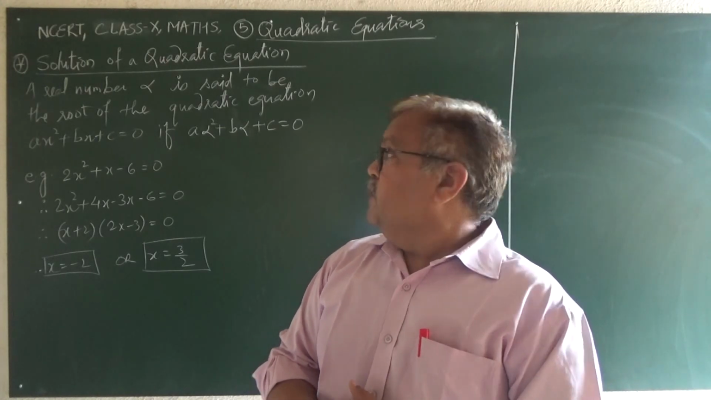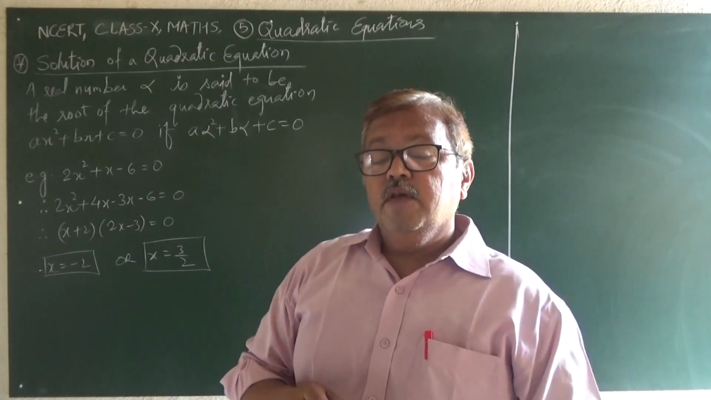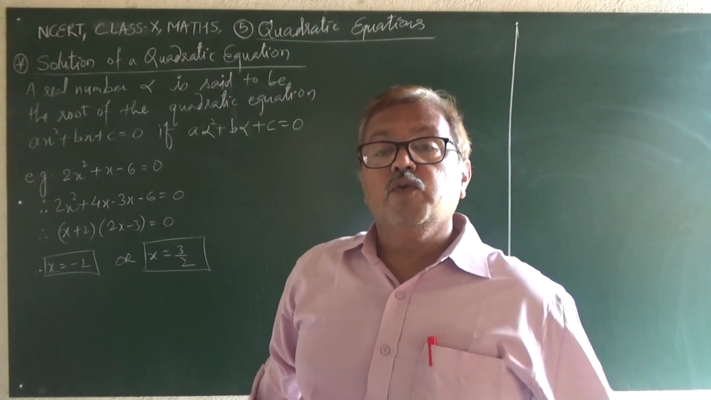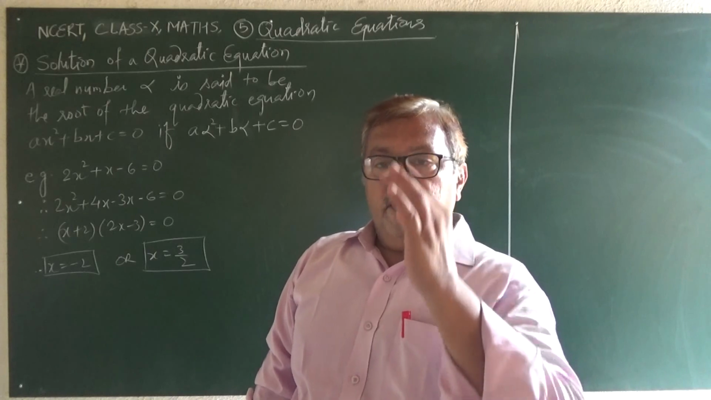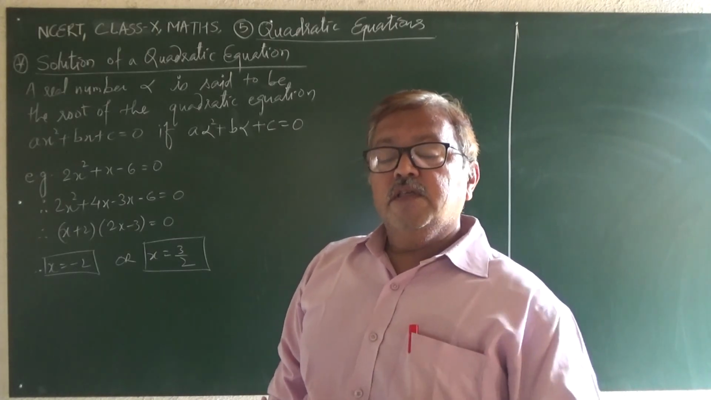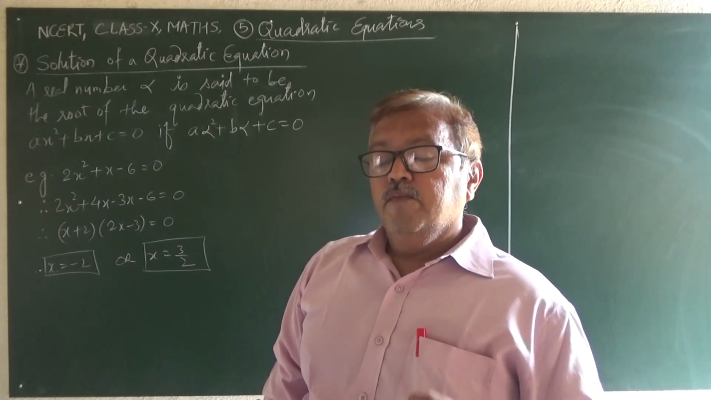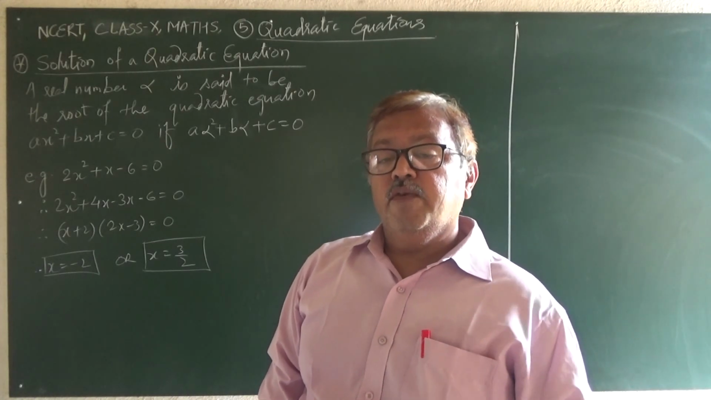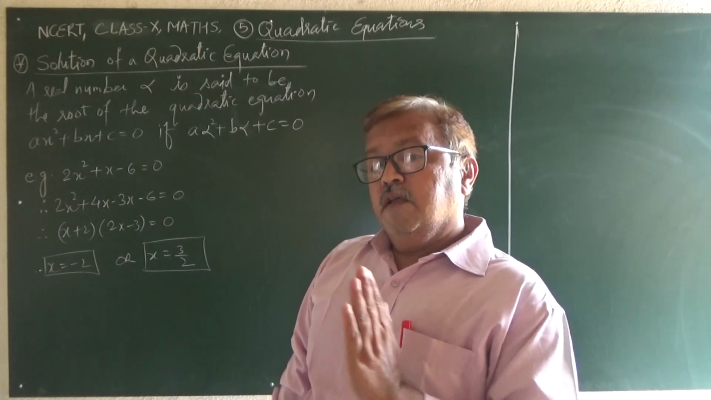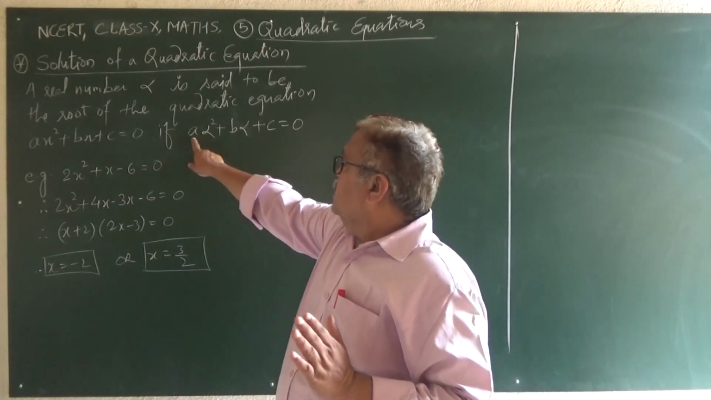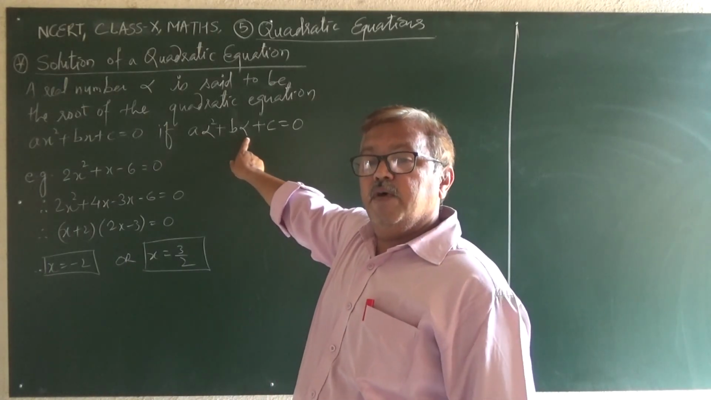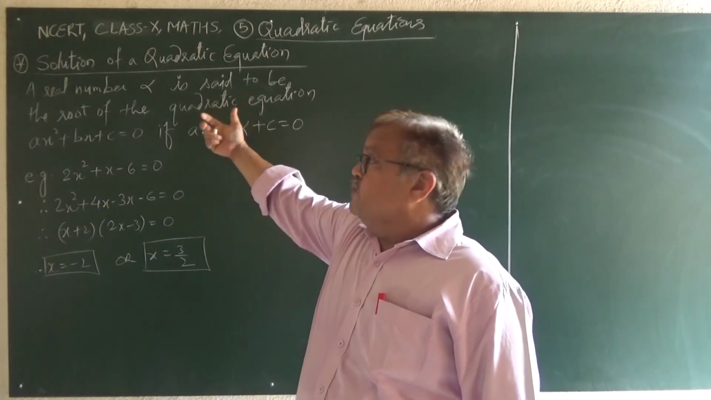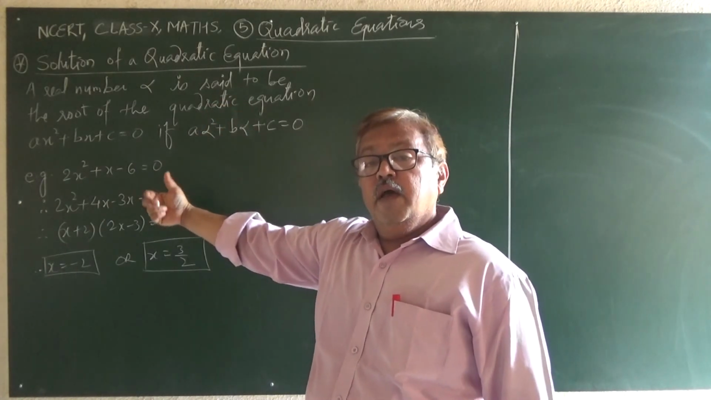What is the meaning? In our equation ax square plus bx plus c is equal to 0, our variable is x. So alpha is said to be a root or a solution, means you have to substitute wherever x is there in the equation by alpha and it turns out to be 0. That is a alpha square plus b alpha plus c is equal to 0. I will explain you the meaning of this definition using one example.